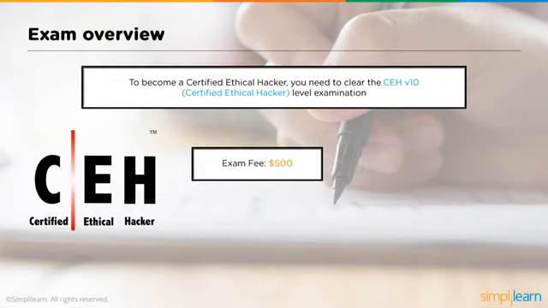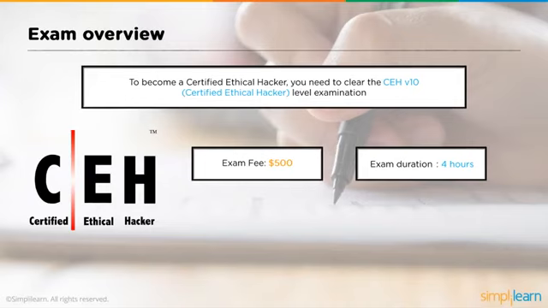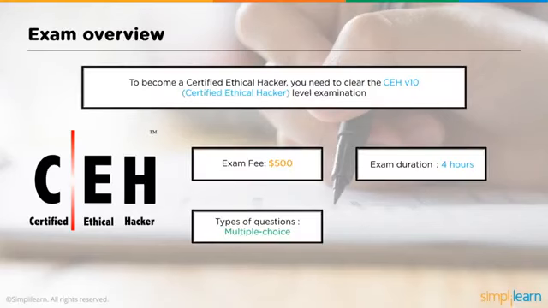The exam fee for either or, you won't be giving both of them together, so it's either or. Each exam would cost you around $500 from the EC Council's website. The exam duration for the written exam is 4 hours. The types of questions that will be asked to you are multiple choice questions.